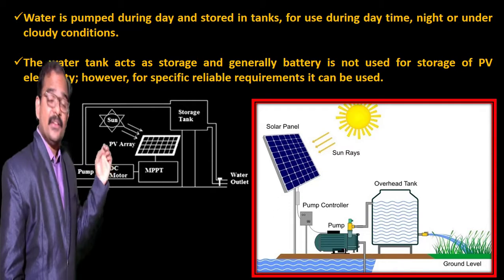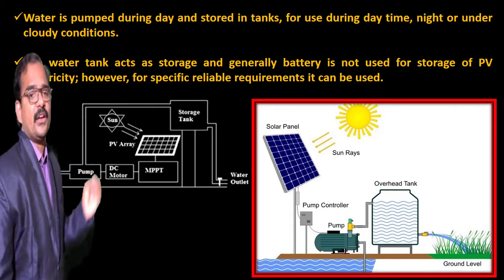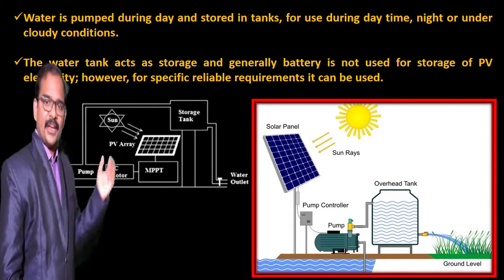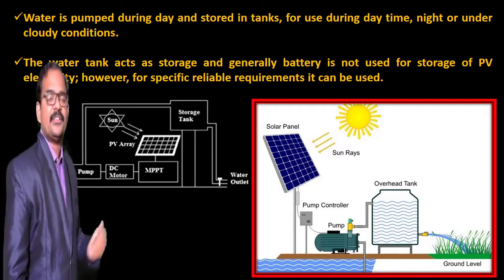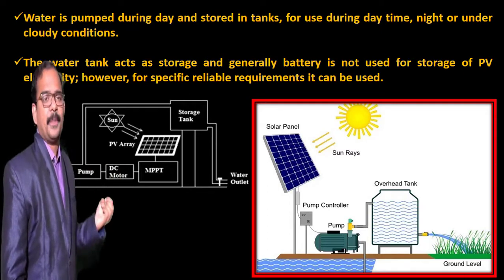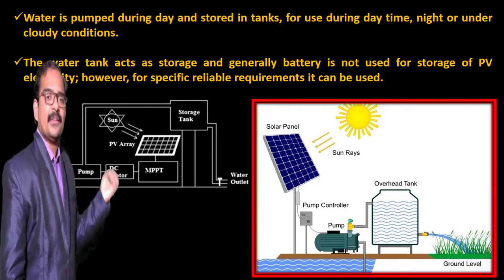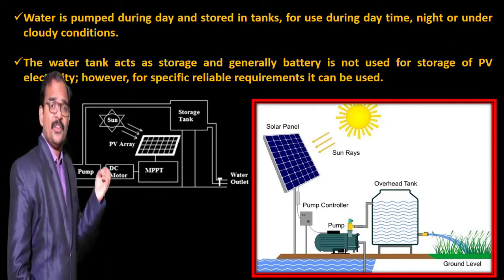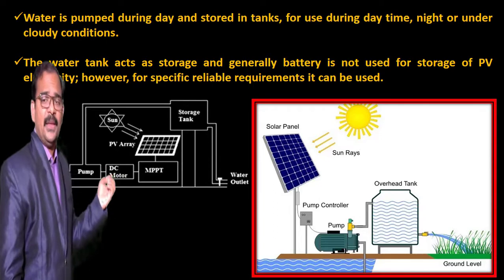And the other reason for usage of a battery is cloudy conditions or rainy seasons. So when rain comes, there is no need to water the agricultural lands, and thereby the battery is not of use in this particular solar water pumping system. However, for specific reliability requirements, it can be used.